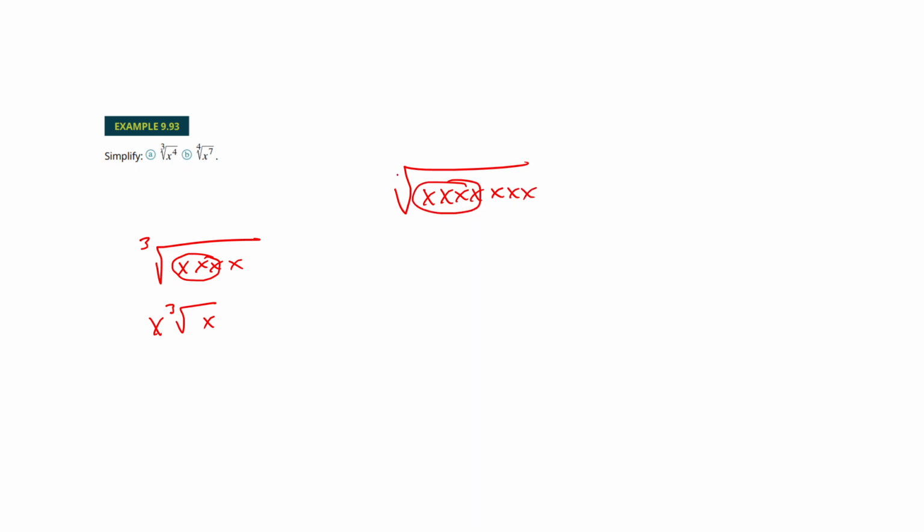4 of them partner, I need to put my index, 4 of them partner up, I can bring out an x, but 3 of them can't come out. So same idea, just higher indexes. I think you're not going to have much trouble with this if you understood the earlier section.